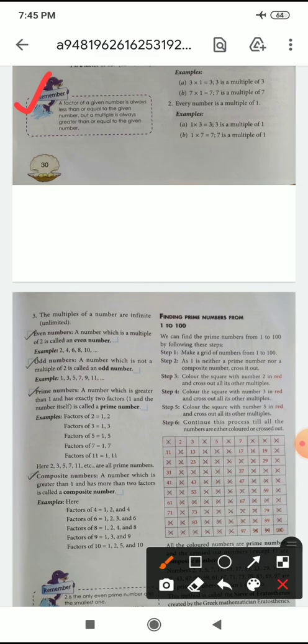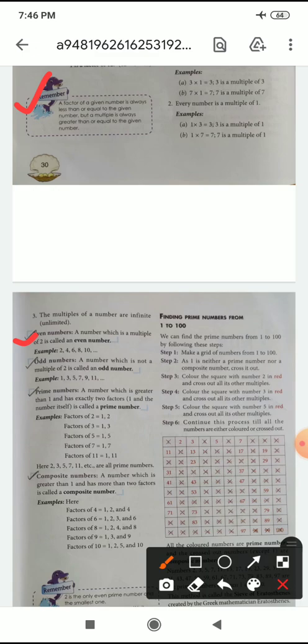Then comes to even numbers. Children, already you know what are even numbers, what are odd numbers. A number which is a multiple of 2 is known as an even number. For example, 2, 4, 6, 8, etc. Then odd numbers. A number which is not a multiple of 2 is called an odd number. For example, 1, 3, 5, 7, etc.